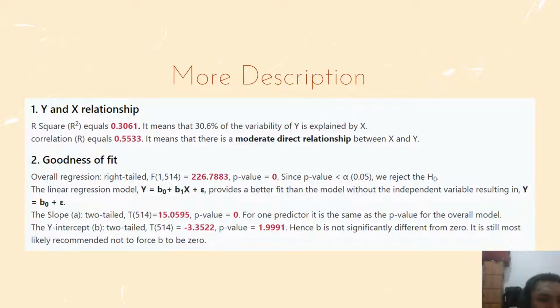And second, I'm going to talk about the goodness of fit. So the overall regression right-tailed is as follows. And as we discussed before, we reject the null hypothesis, and we have the linear regression model. Here we have the slope, which is two-tailed, and then we have the y-intercept. And hence b is not significantly different from 0. It is still most likely recommended not to force b to be 0.